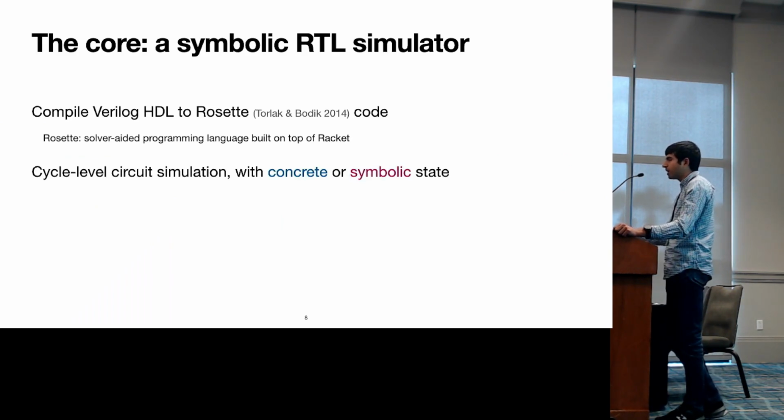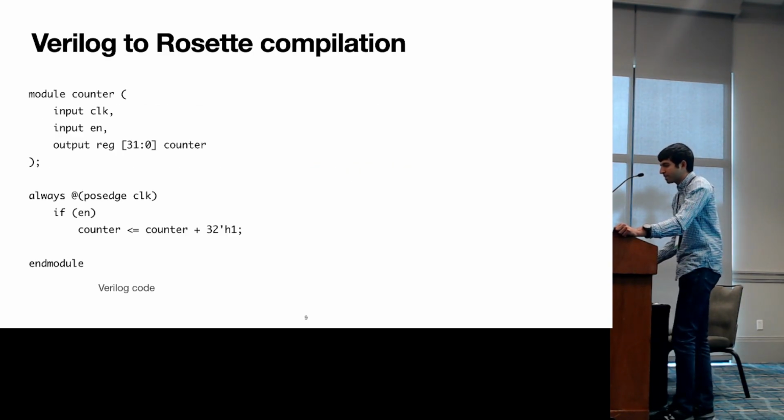What we do is we compile Verilog code to Rosette code. Rosette is this awesome solver-aided programming language that runs on top of Racket. The abstraction it provides is that you can write something that looks roughly like normal Racket code, and Rosette lifts it to operate on symbolic values. So by translating the circuit to Rosette, we can get cycle-level circuit simulation, which works not only with concrete values, but also with symbolic values. And we can walk through an example to see what this looks like.